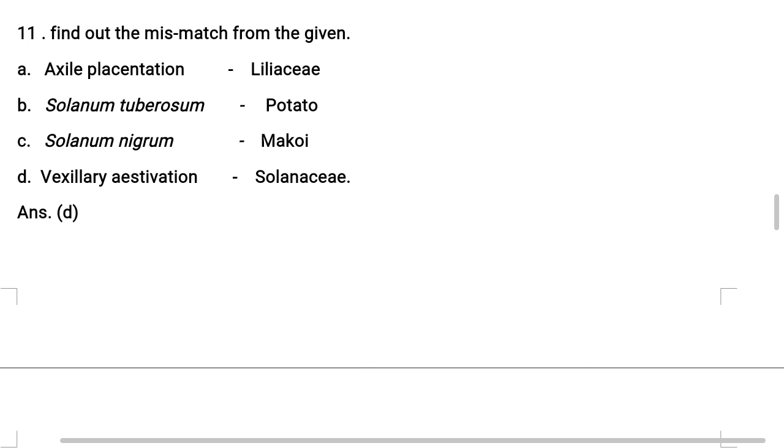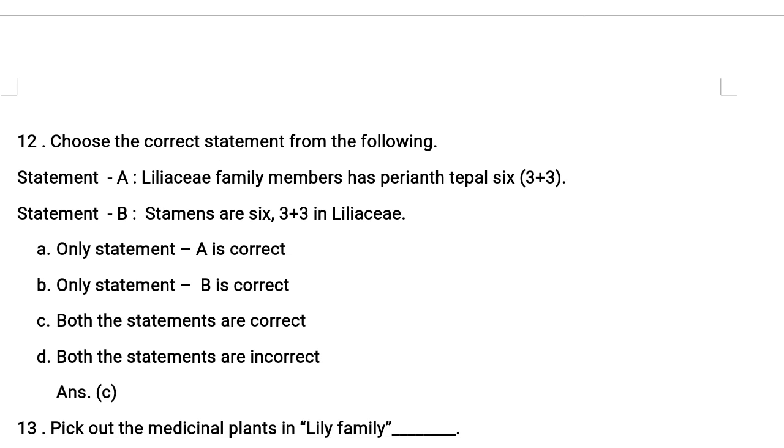In Solanaceae family, we can see valvate aestivation. Got it? Vexillary aestivation can be seen in Fabaceae. Understood? So the mismatch from the ABCD is option D. Have you understood? Good. Now moving to 12th question.